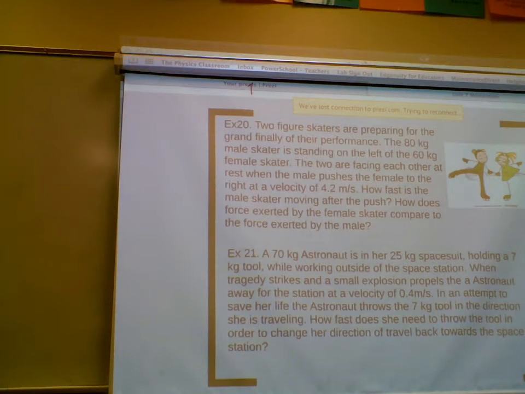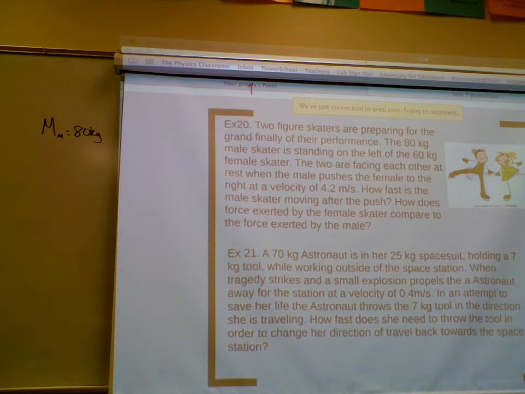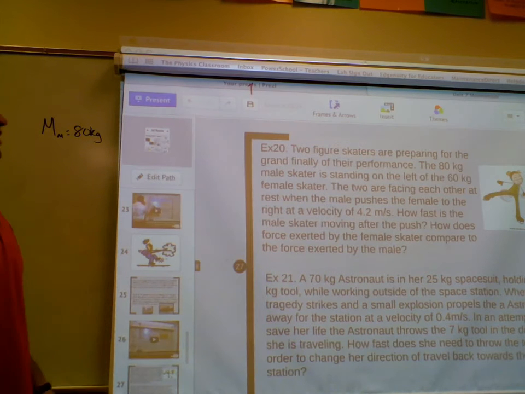Okay, take a look. Two figure skaters are preparing for the grand finale of the performance. The 80-kilogram male skater is staying on the left, and the 60-kilogram female skater is staying on the right. The two are facing each other at rest when the male pushes the female to the right with a velocity of 4.2 meters per second. The mass of the female was 60.